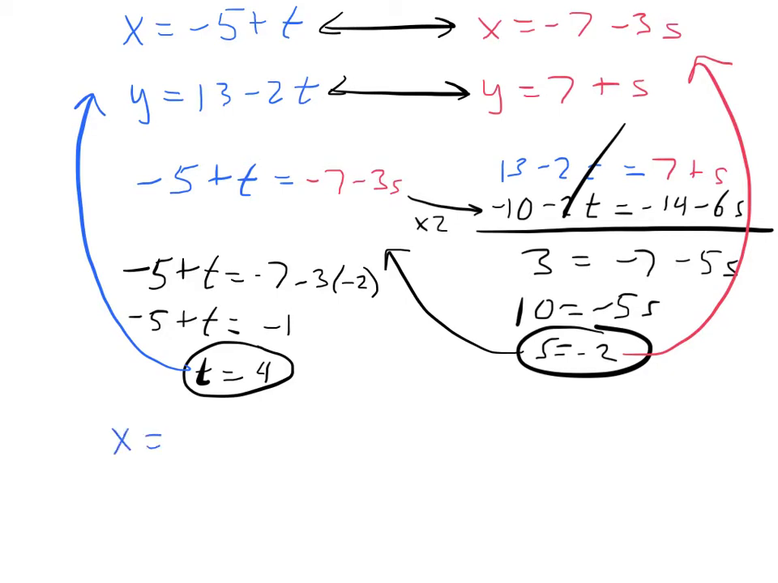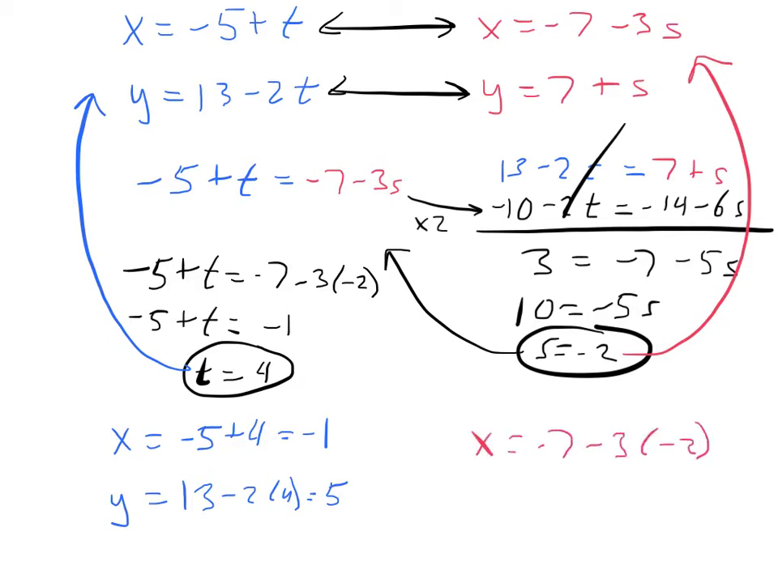My x-coordinate is supposed to be -5 plus 4. That's -1. My y-coordinate is supposed to be 13 minus 2 times 4. That's 5. So at the moment, it looks like it's going to be -1, 5. We'll confirm on the other side. X equals -7 minus 3 times -2. That's -1. Good, that checks out so far.